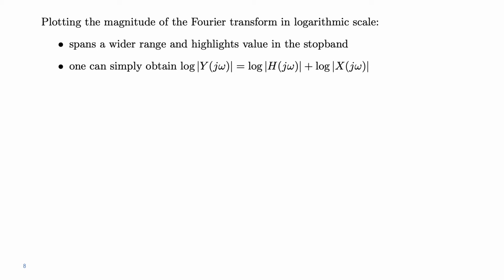So plotting the magnitude of the Fourier transform in logarithmic scale has several advantages. When we use logarithmic scale, then we can span a wider range of frequencies ω, and we can also highlight values in the stop band. What does that mean? It means that usually if you, for example, have a filter, then the frequency response will be approximately 0 in the stop band. It would not quite be 0, but it would be very small.